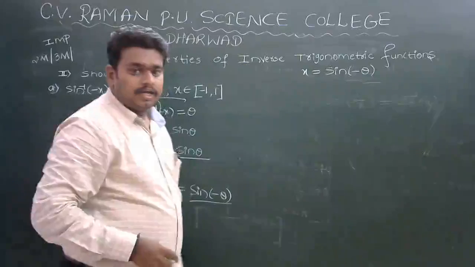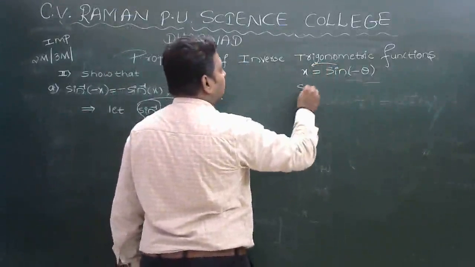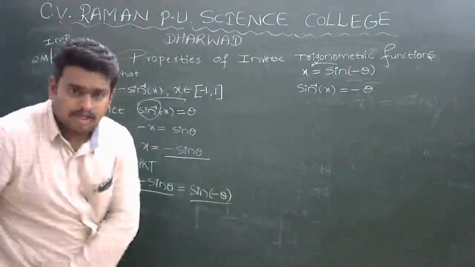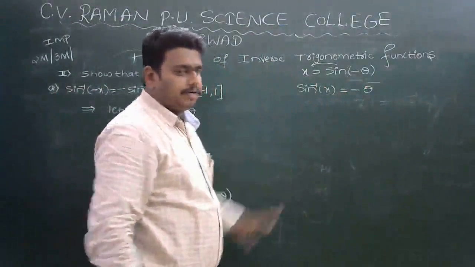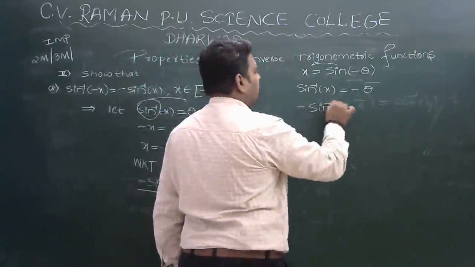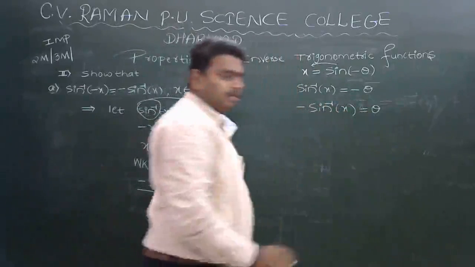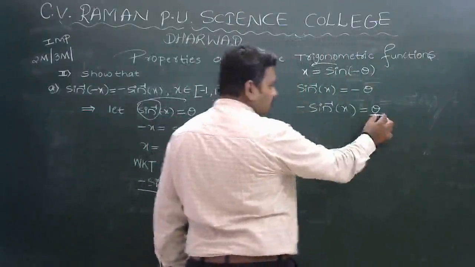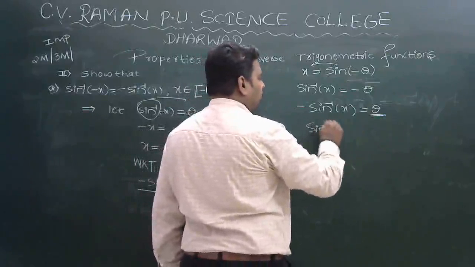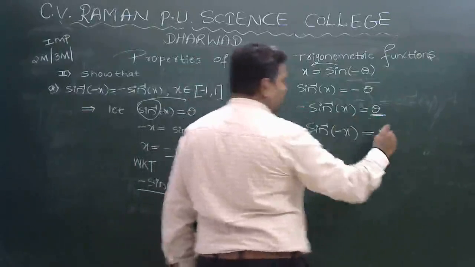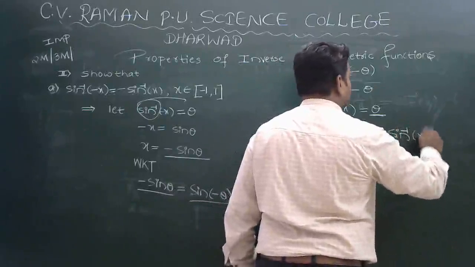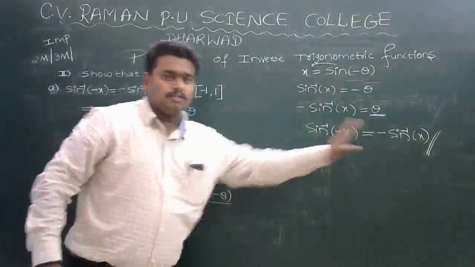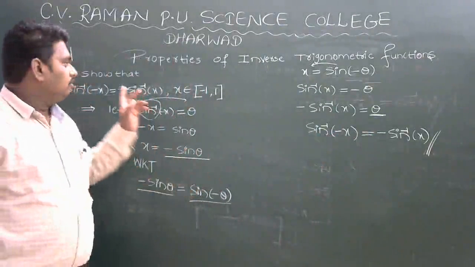Here sin shifts to the other side, so we write sin inverse of x equals minus theta. Now shift the minus to this side: minus sin inverse of x equals theta. What is the value of theta? Substituting, theta is sin inverse of minus x, which equals minus sin inverse of x. This is what we need: sin inverse of minus x equals minus sin inverse of x. This is the proof.